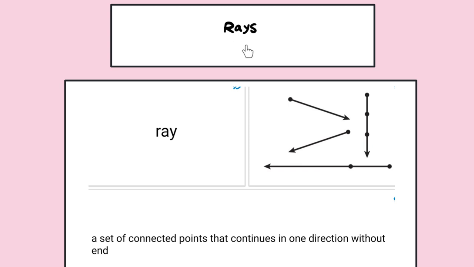Moving on to rays. A ray can be defined as a set of connected points that continue in one direction without end. So unlike a line, this does not continue in both directions, and unlike a line segment, we do have one end that continues on. That is what this arrow indicates. But this point here indicates that this is where it stops.